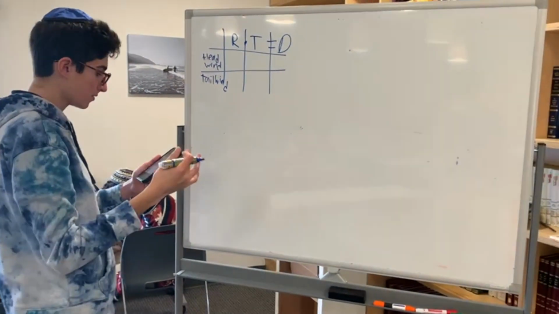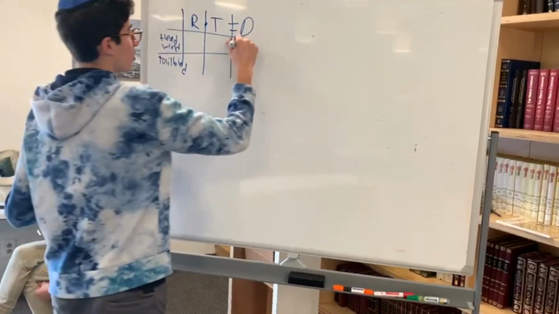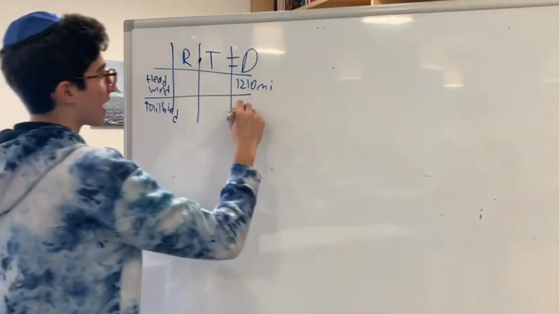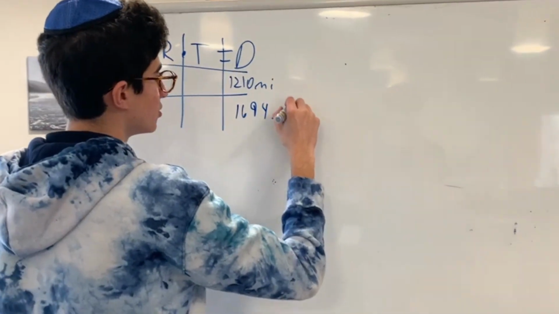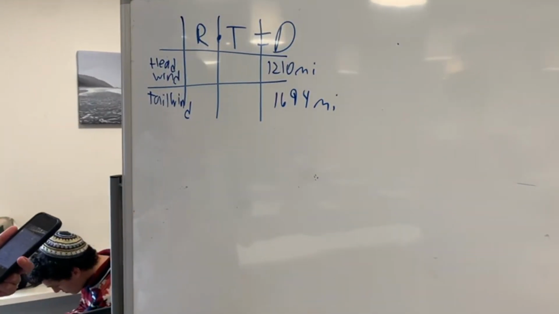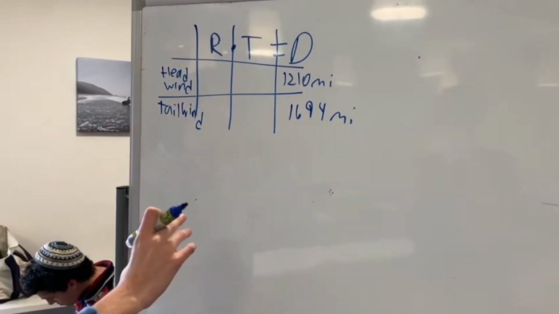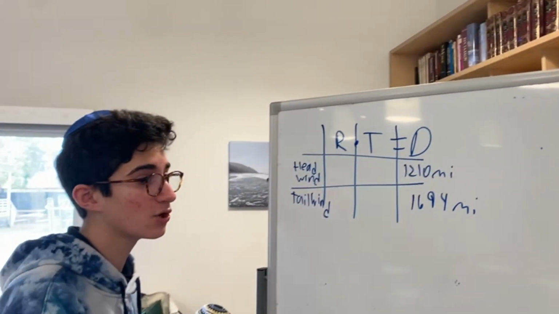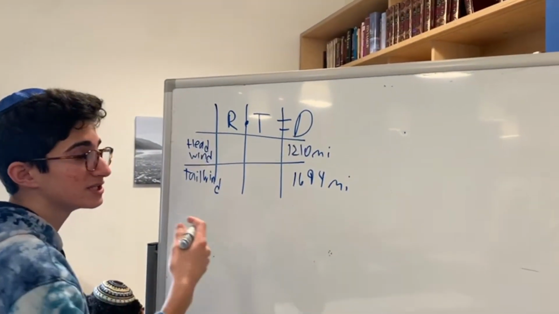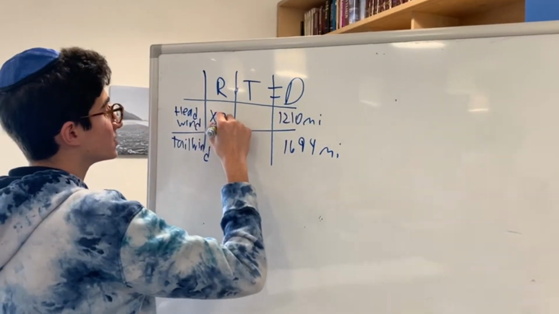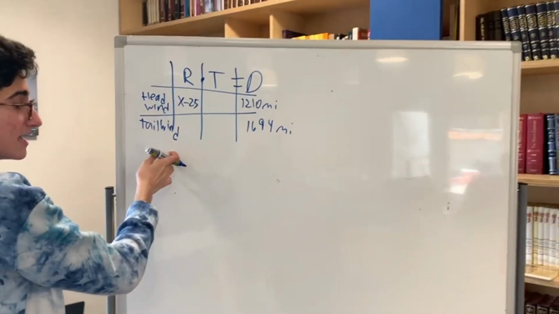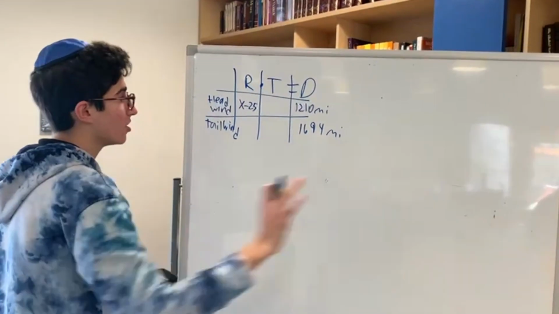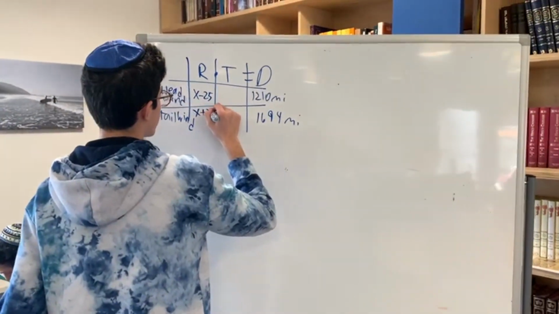When we look at the problem, we know that with headwind it goes 1,210 miles, and with tailwind it goes 1,694 miles. So we're going to slowly fill the table in. With a 25 mile an hour headwind, it's going to be going slower. We don't know what the rate is, but it's obviously going to be slower, so we're going to have x minus 25. But with a 25 mile an hour tailwind, the tailwind is pushing it forward, so it's going to be x plus 25.